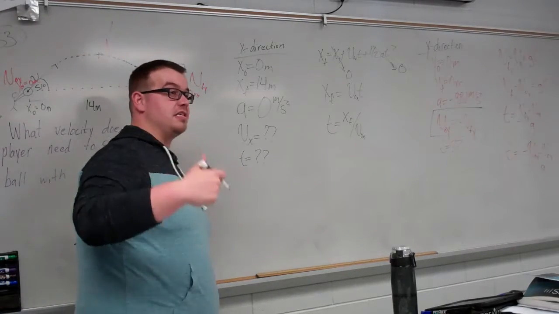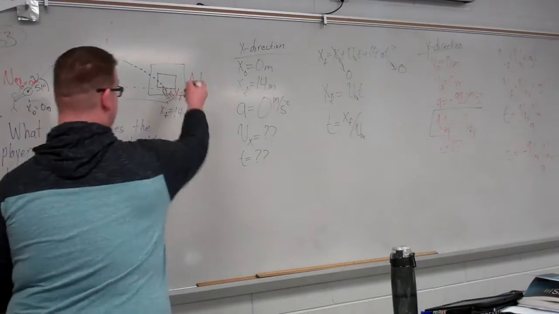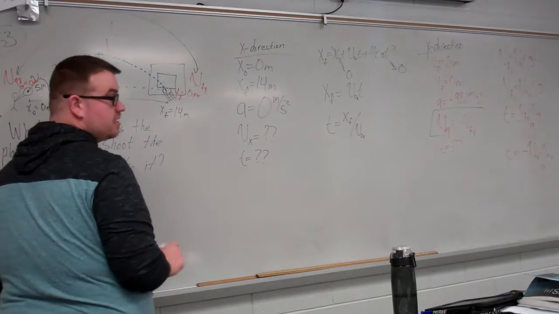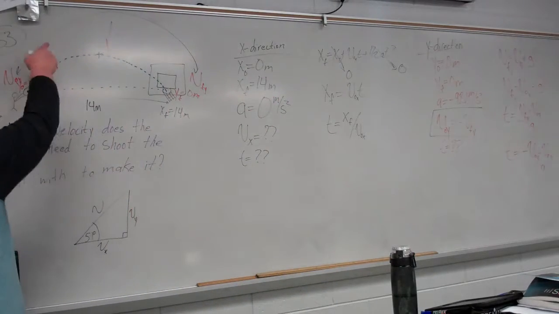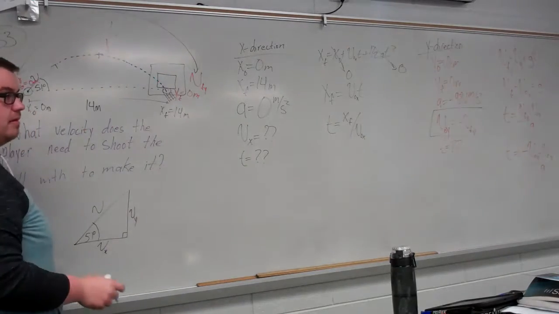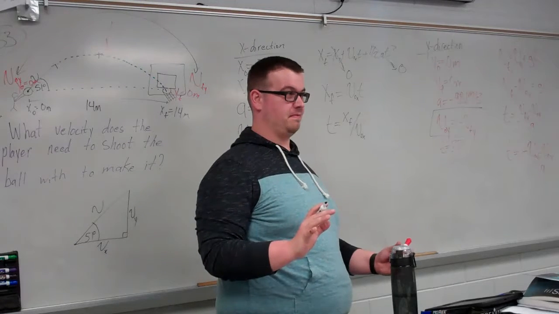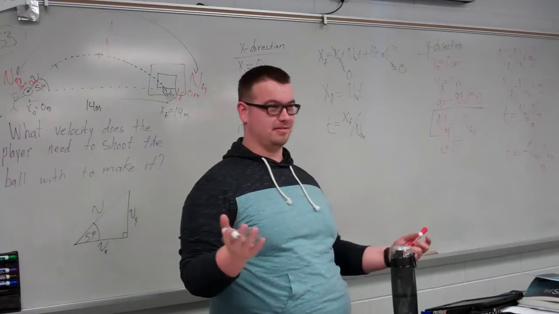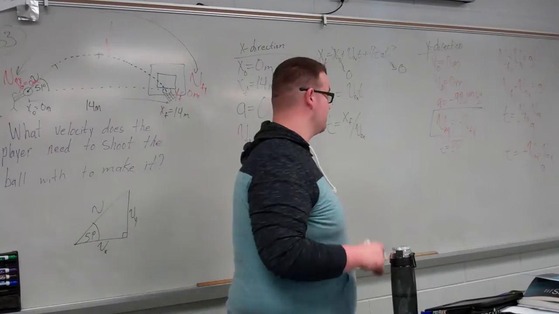So acceleration is gravity throughout the whole thing. The velocities in the y direction are equal to each other in magnitude, but they're opposite in direction, because my initial velocity is going up, so it's positive, but my final velocity is going down, so it's negative. Does that make sense? I got 2 nods, and I'm getting stares. Okay, I'm getting some nods. Okay, I'm going.